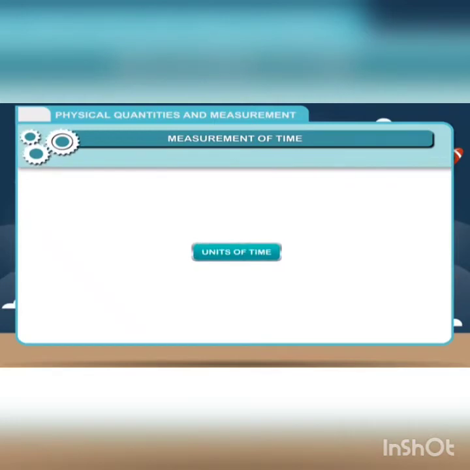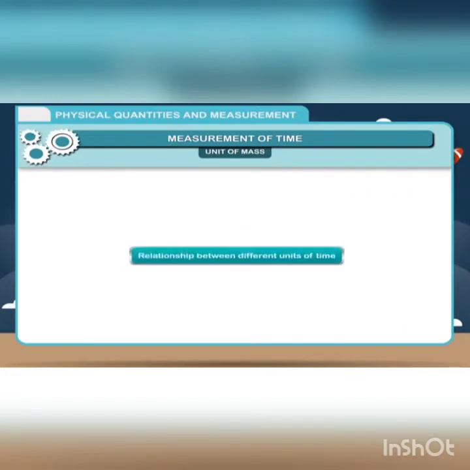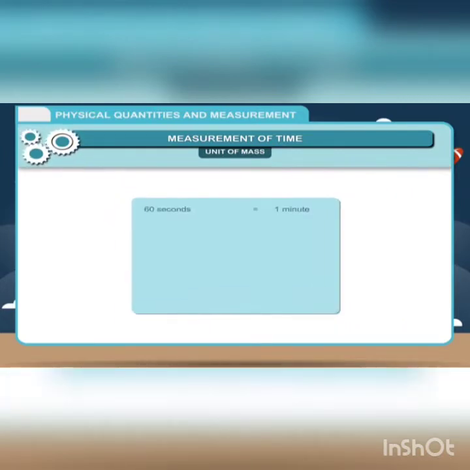Units of time. Second is the SI unit of time. It is followed all over the world. We represent it as s. Relationship between different units of time. 60 seconds is equal to 1 minute. 60 minutes is equal to 1 hour. 24 hours is equal to 1 day.